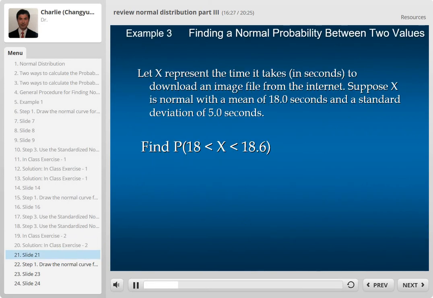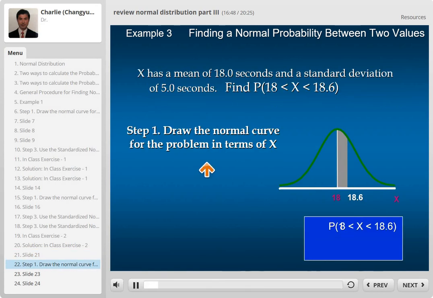One more example. We now try to find a normal probability between two values. Again, x has a normal distribution with mean equals 18, standard deviation equals 5. We're trying to find the probability of x bigger than 18 and smaller than 18.6. Step 1, we draw the normal distribution curve for the problem in terms of x, which is here. 18 is here, 18.6 is here. The highlighted area is what we're trying to find; the probability of x bigger than 18 and smaller than 18.6 is the size of this highlighted area.